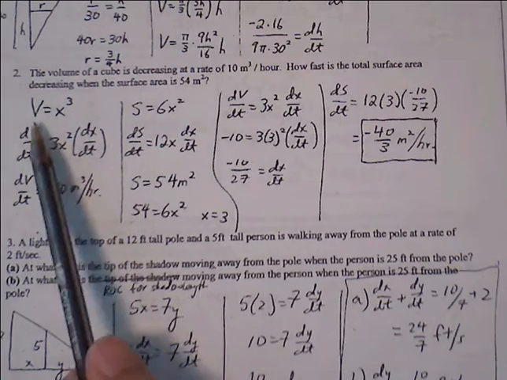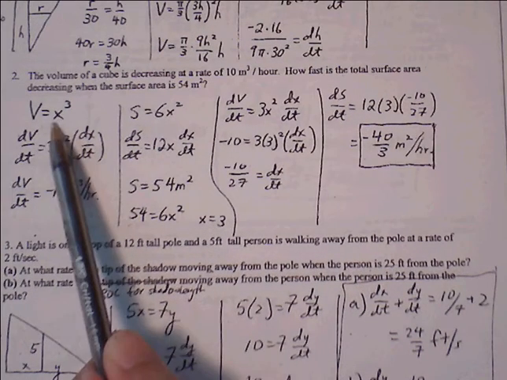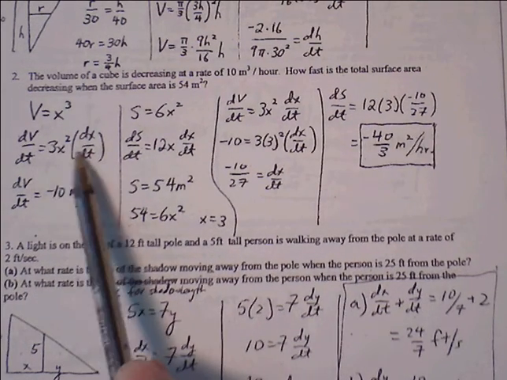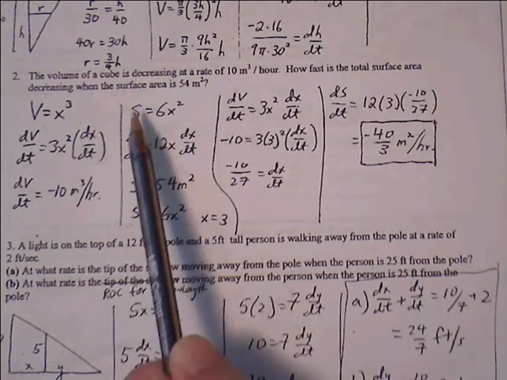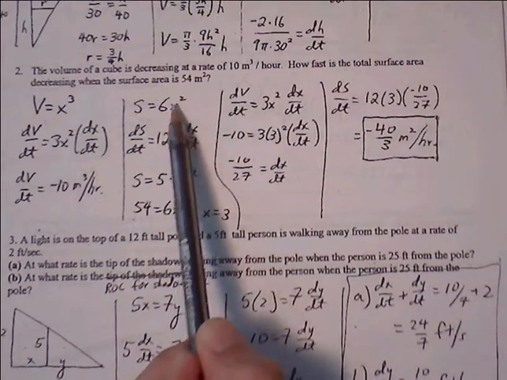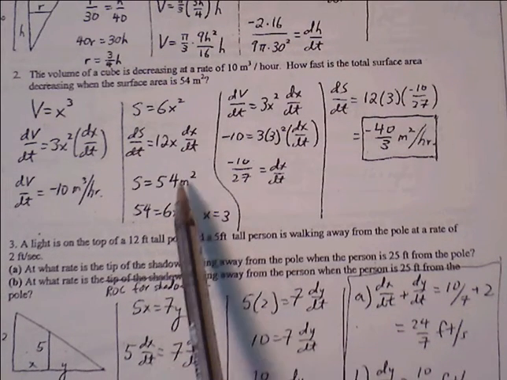Let's go ahead and also find the derivatives of each of these, since this will probably help. So V becomes dV/dt, x cubed becomes 3x squared. Because we're involving x's derivative, we have to attach dx/dt. S becomes dS/dt, 6x squared becomes 12x, and then we attach dx/dt.